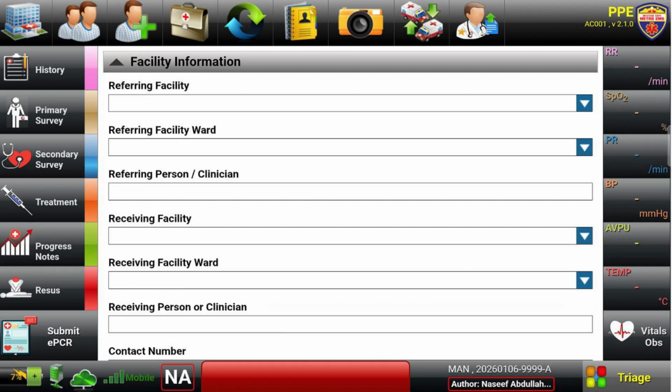Information often omitted is facility information. Once you are ready to submit the ePCR, if it doesn't allow you to submit, it will prompt that there is information that needs to be completed, like that of facility information. Select the tabs to give you a drop box of the appropriate facilities as well as the ward where the patient is required to go.